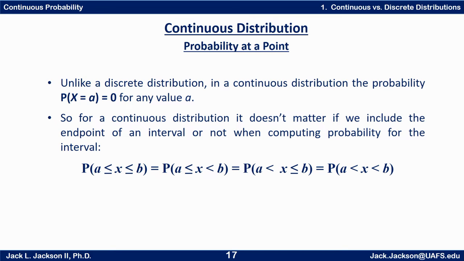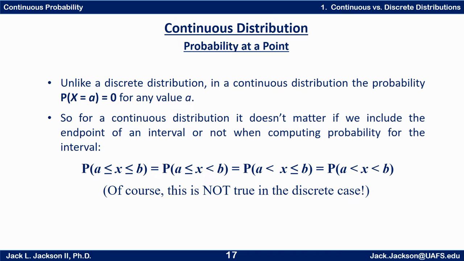Now, once again, let me remind you about the probability at a single point. Unlike a discrete distribution, in a continuous distribution the probability that X equals a is equal to zero for any specific value of a. So for a continuous distribution, it doesn't matter if we include the endpoints of an interval or not when we compute the probability for an interval. The probability of a less than or equal to X less than or equal to b is the same as the probability of a less than or equal to X less than b. So the first includes a and b, the second doesn't include b but does include a, the next one does include b but not a, and the last one doesn't include either one.